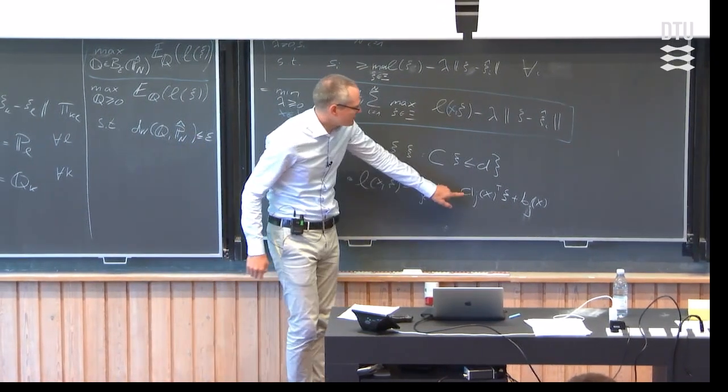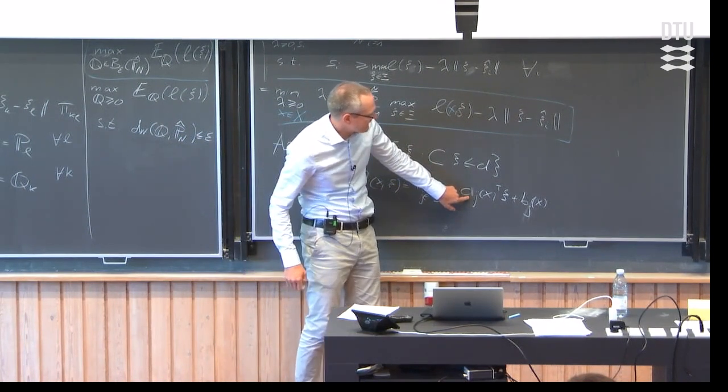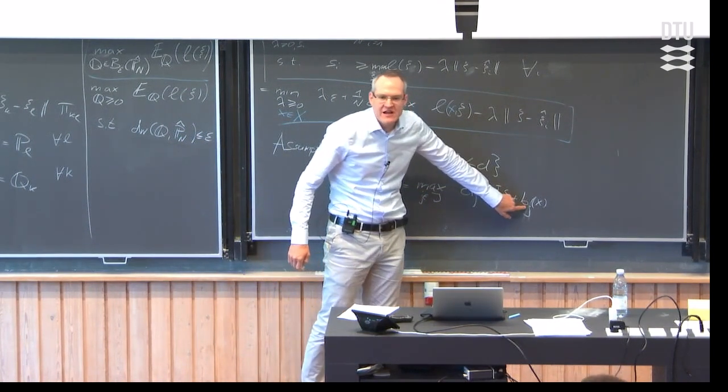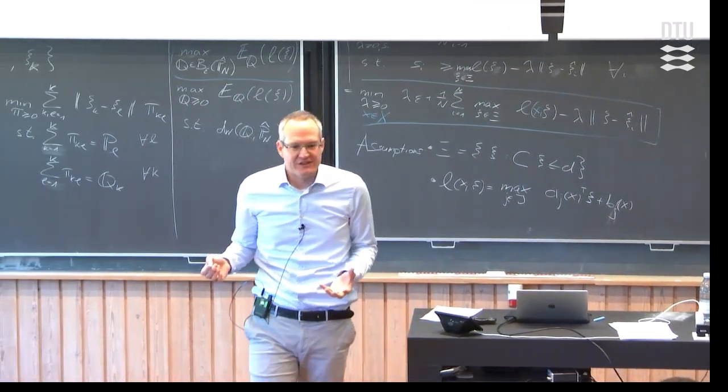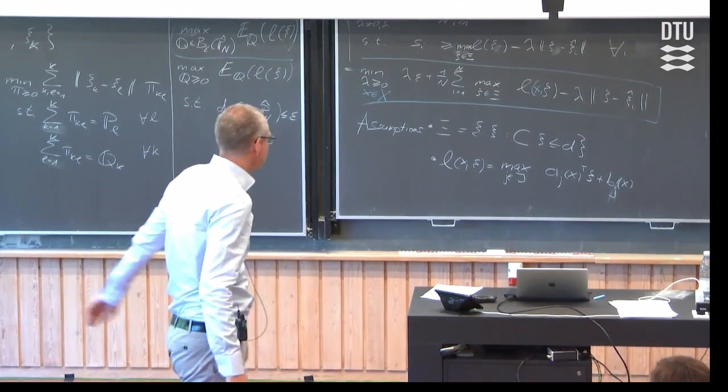Later on, I will assume that the coefficients aj, this is a vector, and the scalar bj, that they also depend linearly on x. But for the moment, we don't need that. Okay?